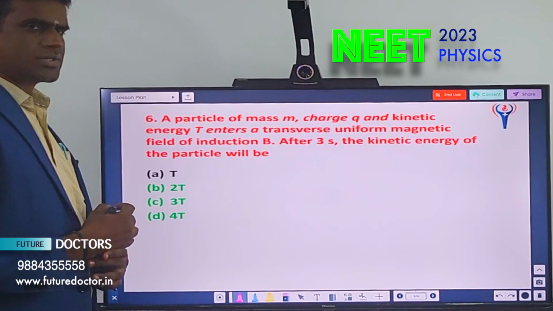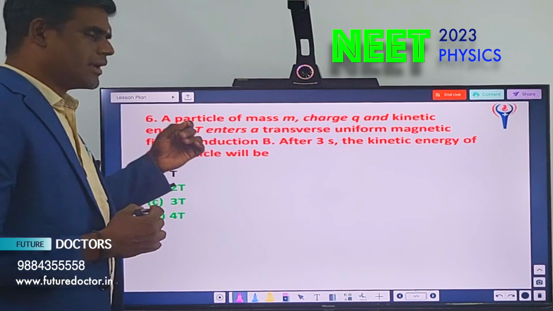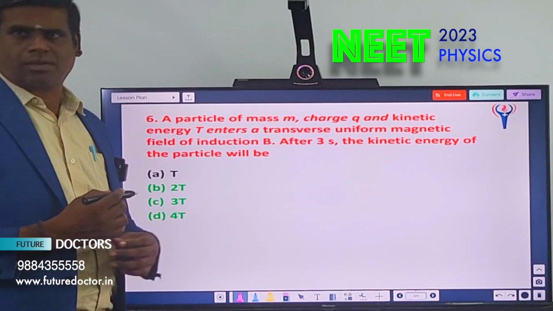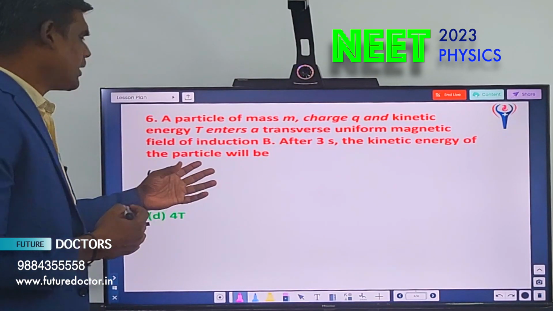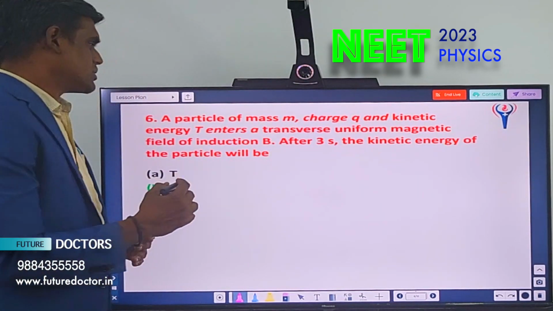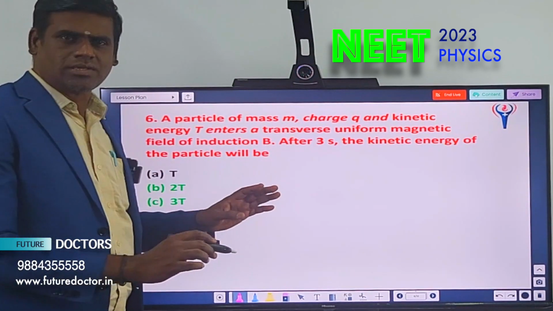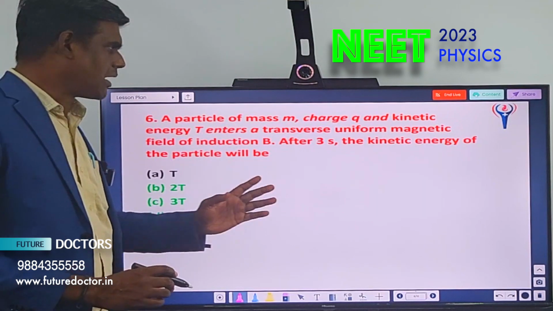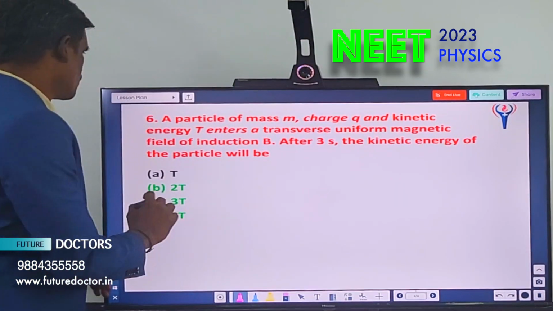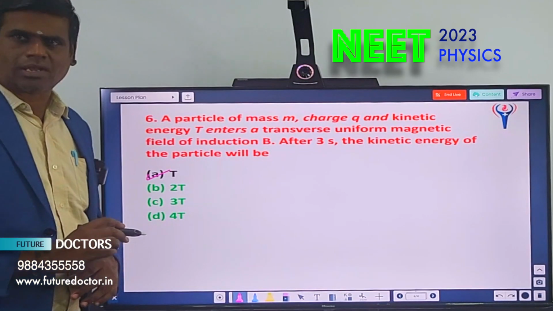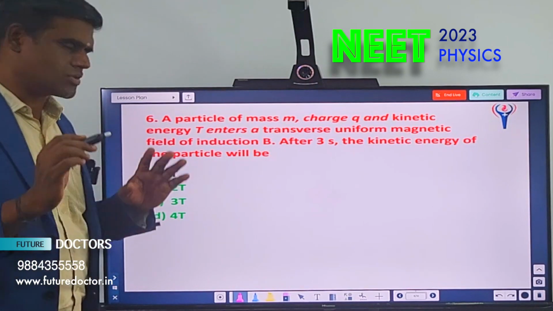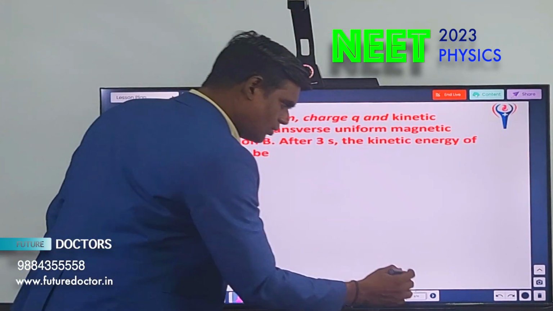A particle of mass m, charge q, and kinetic energy T enters a transverse uniform magnetic field of induction B. After 3 seconds, the kinetic energy of the particle will be dash. That is, magnetic field does not change the kinetic energy. Okay, there is no change. Applying a magnetic field does not change the kinetic energy of the particle. So same T. Energy will never change. No change, it is constant. Maintain constant as T. Okay, let's move to the last question.